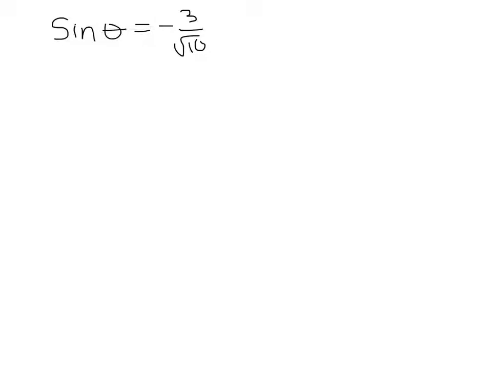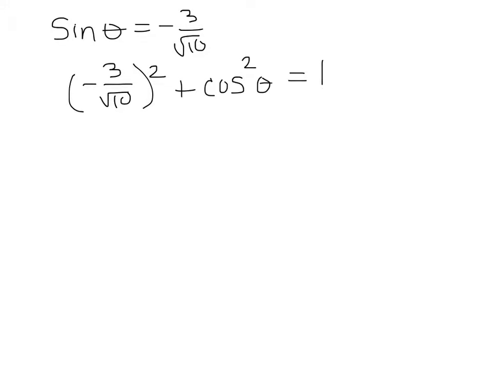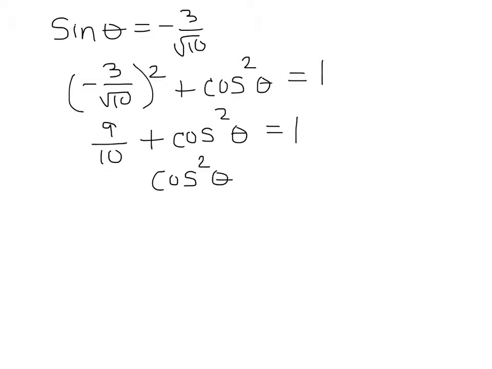Substituting into the original Pythagorean identity, you're going to get negative 3 over root 10 quantity squared plus cosine squared theta equals 1. Squaring the first term, you get 9 over 10 plus cosine squared theta equals 1. Subtracting the 9/10 from both sides, you have cosine squared theta equals 1/10, and then square root. Cosine of theta equals 1 over root 10.